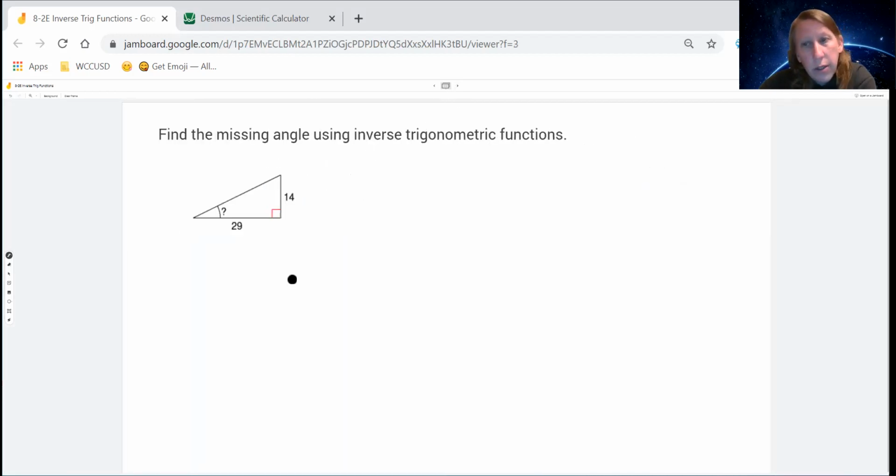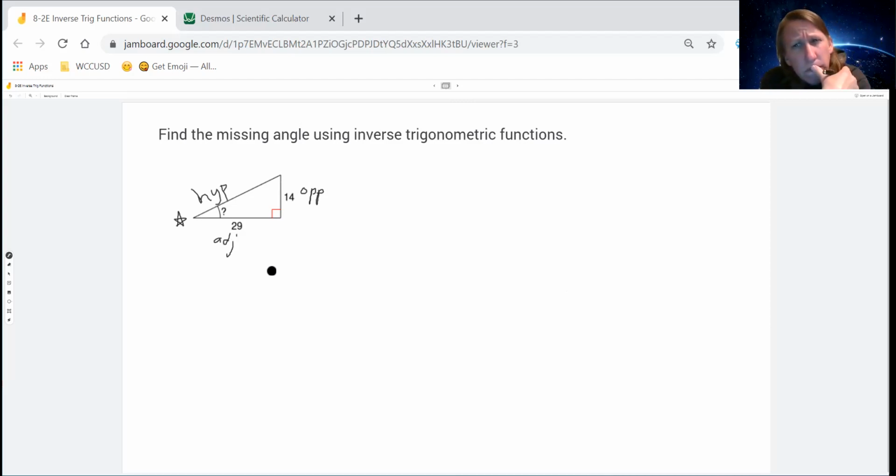So here's how you could do it. Remember, the ultimate goal is to solve the whole triangle. I could find this missing side using the Pythagorean theorem, a squared plus b squared equals c squared. But now that I know the inverse trig functions, I can actually find the missing angle. So this is the angle I want to know. This side is opposite, this side is adjacent, and this side is the hypotenuse.